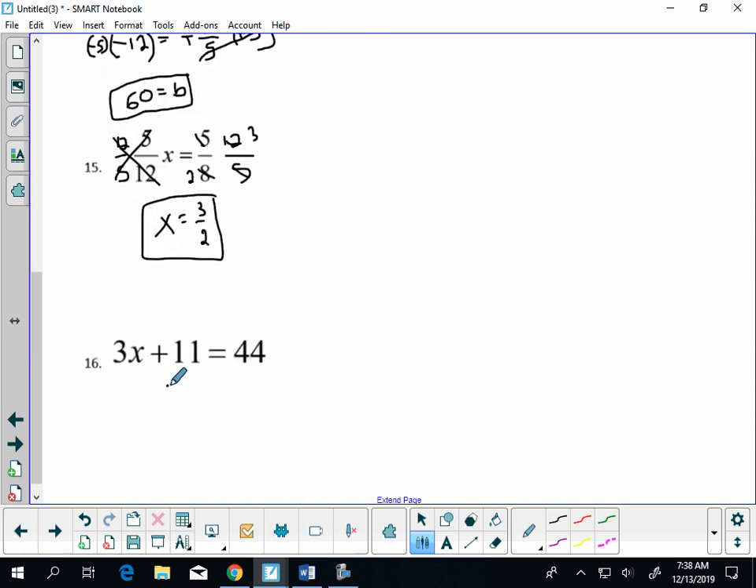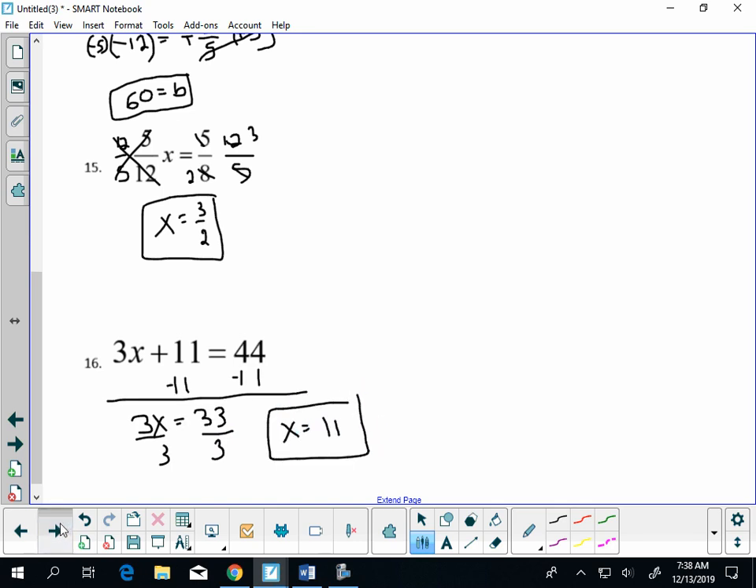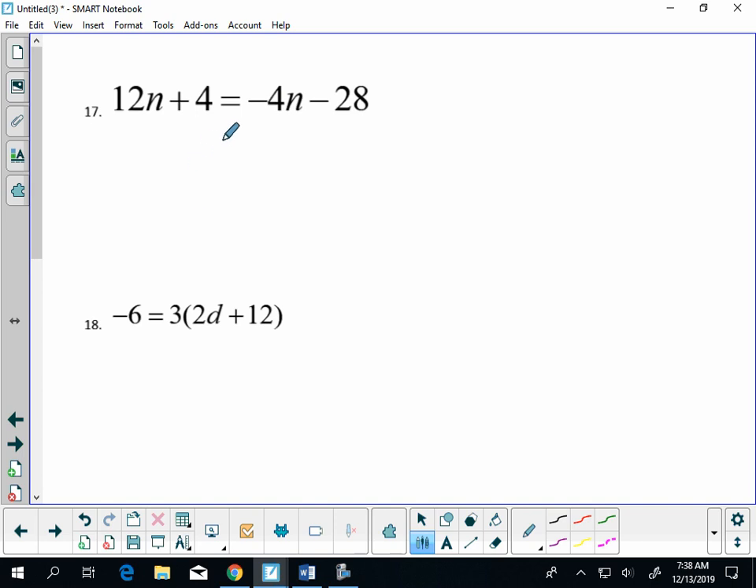Number 16, minus 11. 3x equals 33. Divide by 3. X is 11. Okay, if you notice, there's a lot of solving equations. That's kind of a hint that there's probably going to be a lot of these on here.